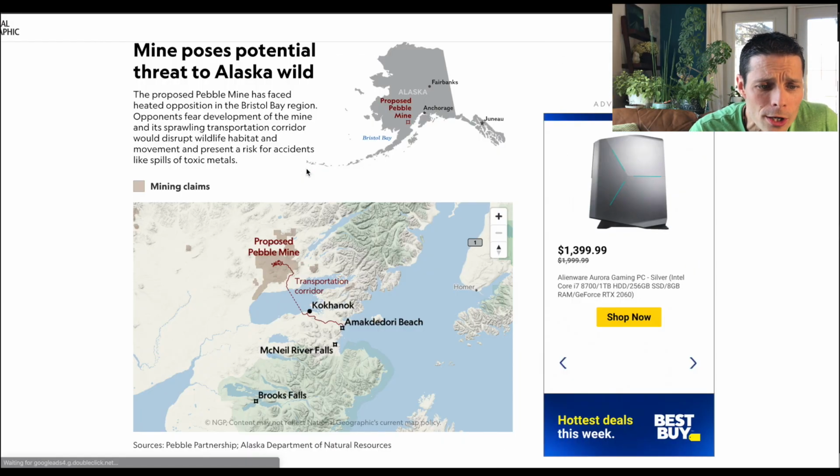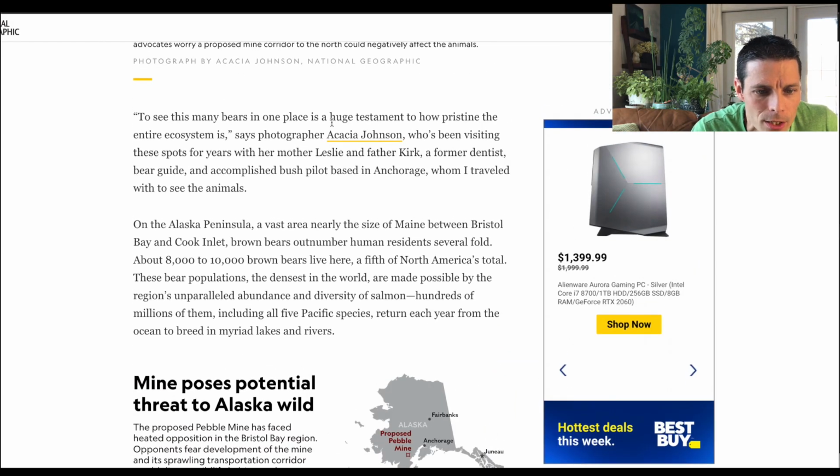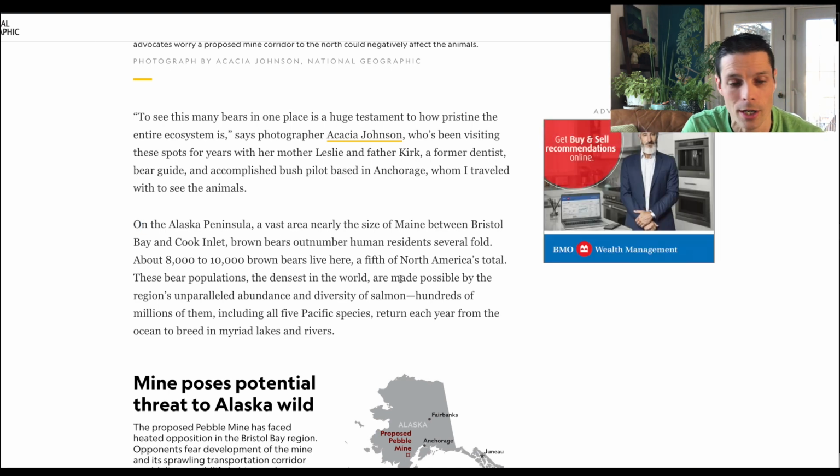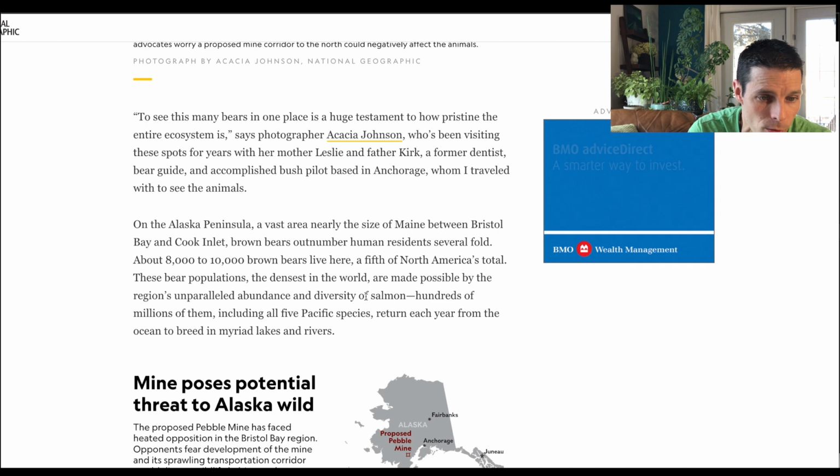I'm also seeing words that I don't use every day. Huge and pristine. So you're also going to want to think as an author, I want to try and incorporate, not too many, don't go overboard, but some words that keep the reader interested. All right, looking closer again, sentence by sentence, I notice some words are starting with capital letters. Yes, the first word in the sentence, but more than that. I'm seeing Kirk start with a capital, Anchorage, Alaska Peninsula, Maine, Bristol Bay, Cook Inlet, North America.